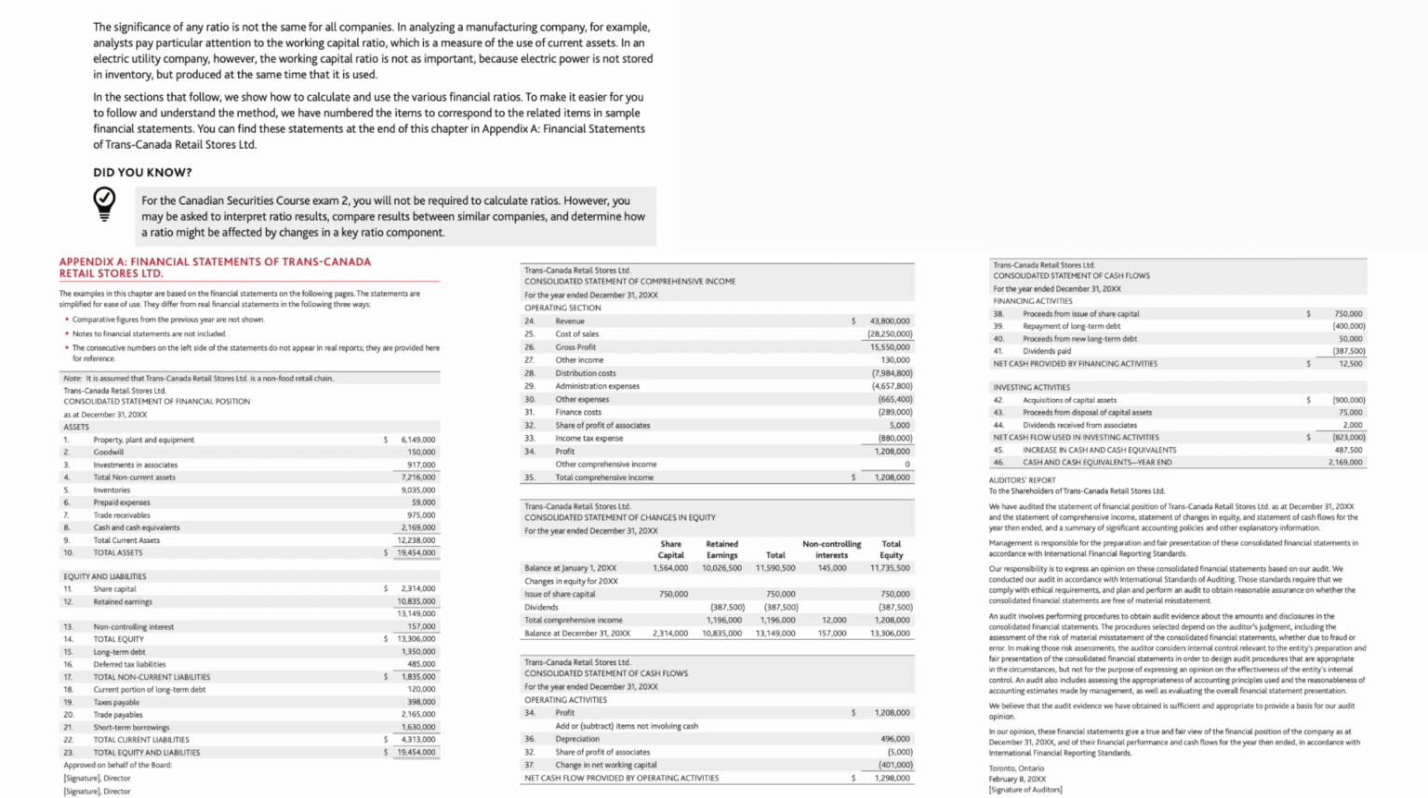Did you know? For the Canadian Securities Course Exam 2, you will not be required to calculate ratios. However, you may be asked to interpret ratio results, compare results between similar companies, and determine how a ratio might be affected by changes in a key ratio component.